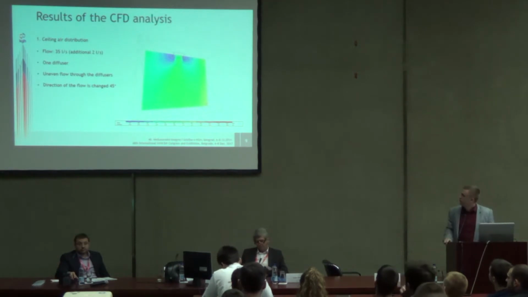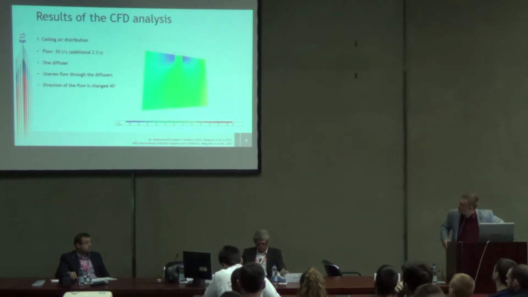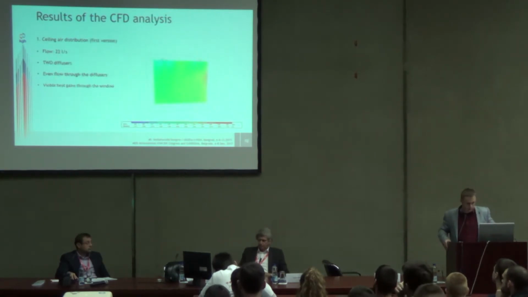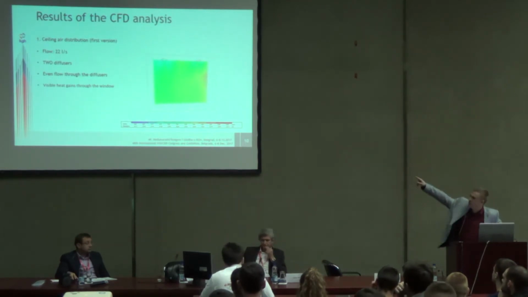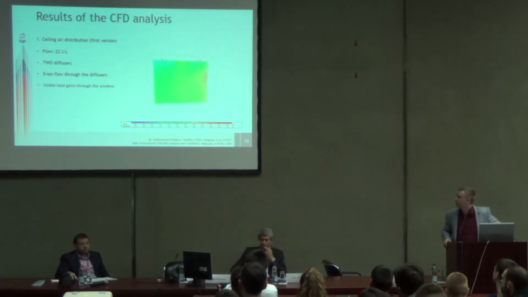If we additionally increase the flow rate to 35 liters per second to one diffuser and change the angle of entering to 45 degrees, then we got pretty good results. But I've changed the configuration to 2 diffusers, as you can see on the ceiling, with even airflow through both of them of 22 liters per second.